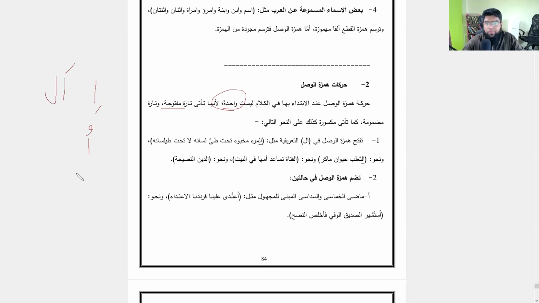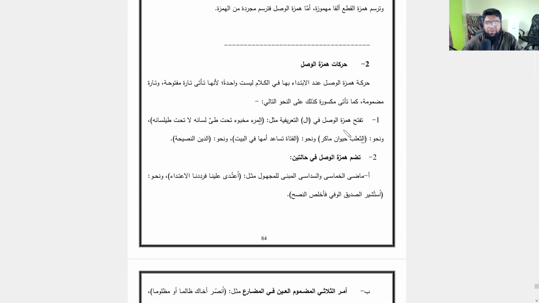We are talking about what? We are talking about Hamzatul Wasl, the joining Hamza. So تفتح همزة الوصل في أول التعريفية. So how do you get? You should know this. You've done this before if you've done Madina books. For التعريفية it will be المرء مخبوء تحت طي لسانه لا تحت طي لسانه. طي لسانه. I don't know what. طي لسان is this cloak. Okay. طي لسان.